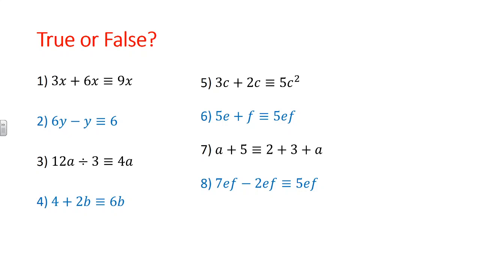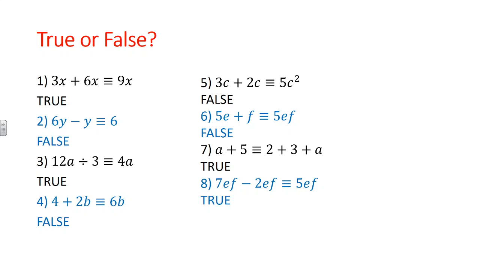Okay, let's check, see if you've got those right. So question 1 is true, it is an identity because 3x plus 6x is identical to 9x. Question 2 is false because if you did 6y take away y, you would actually get 5y. So 6y minus y is not identical to 6. Question 3, 12a divided by 3 is identical to 4a because 12a divided by 3 would give you 4a, so that's true.